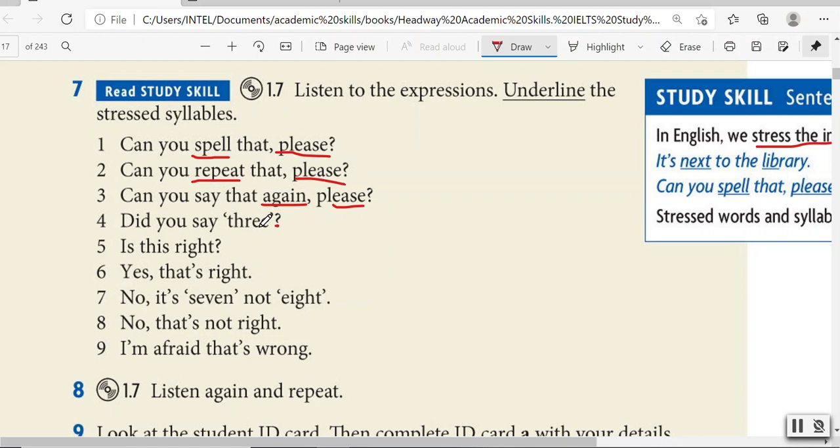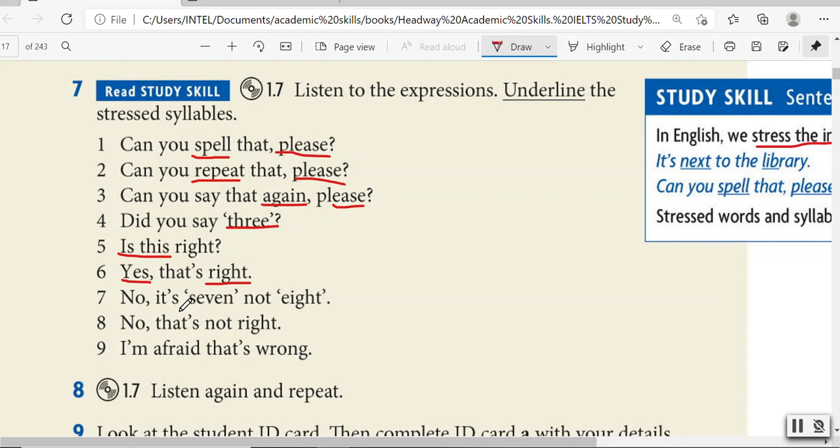And the other one, is this right? Is this right? Yes, that's right. In here, focus on what? Yes and right. Stress it on yes and right. The other one, no.